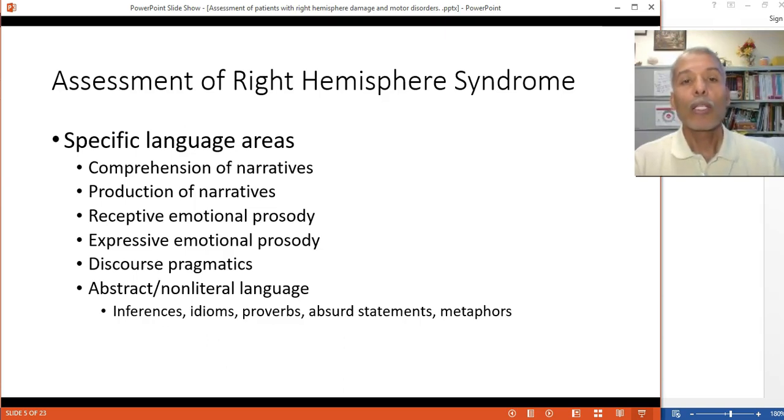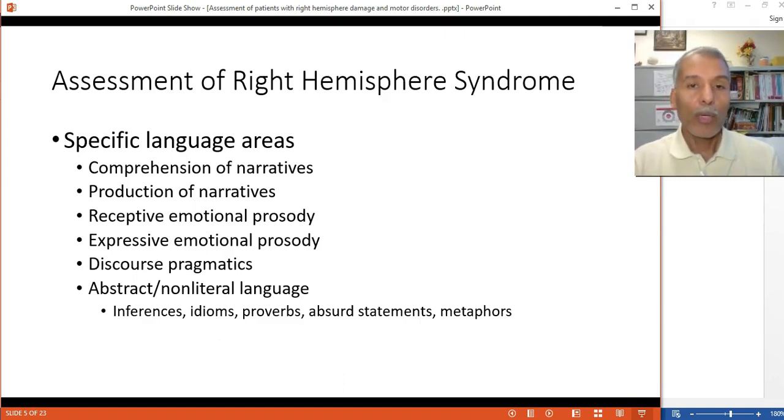You ask people to tell you stories, or summarize. For example, you can tell them a story, or if they have watched a movie or read a book, that will be a good way of getting them to give you a narrative. Also, in discourse pragmatics, you look for the social components of discourse, like turn-taking, using politeness forms, and so on.